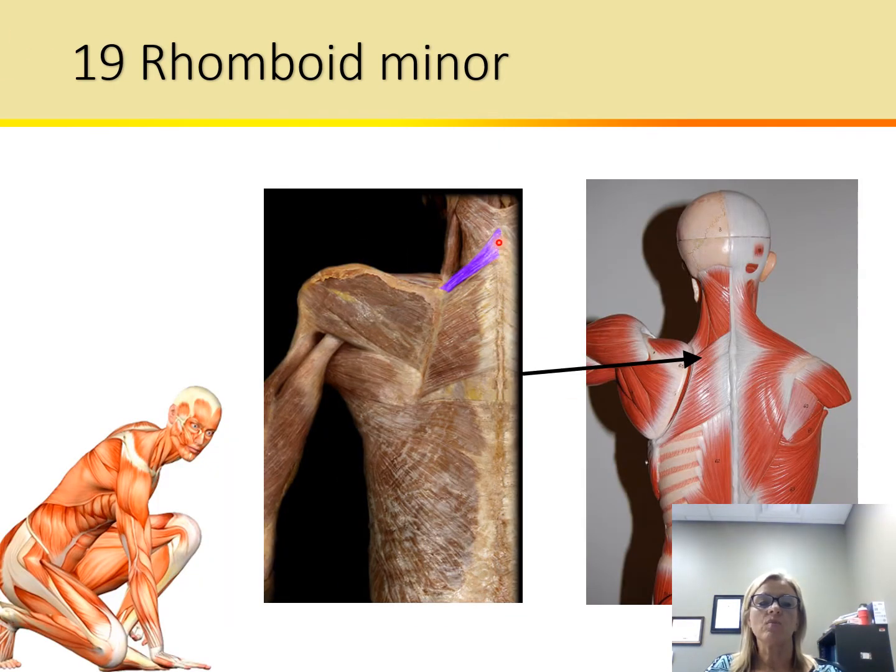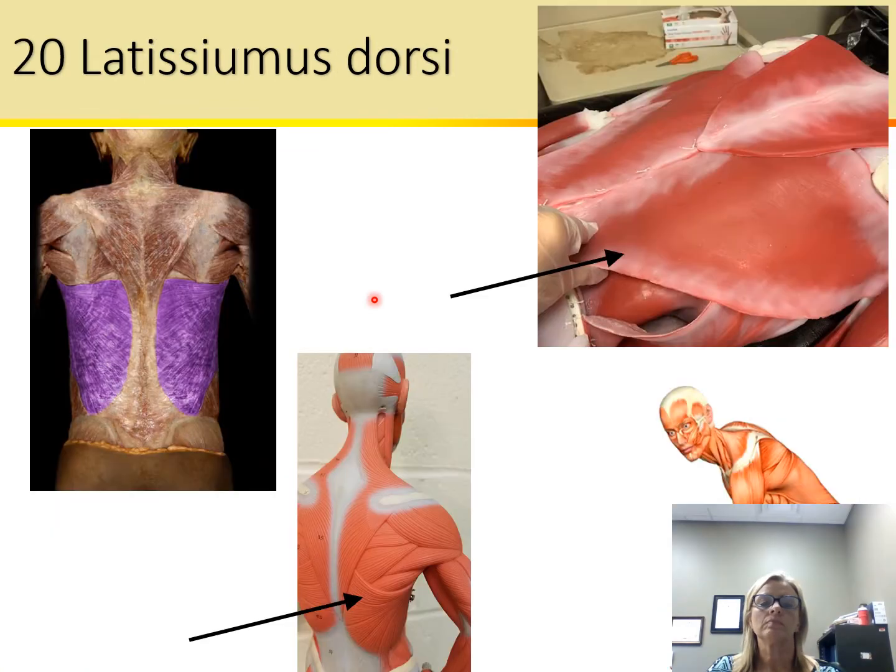All right, so here's that rhomboid minor here. Okay, I don't know why I didn't have the syndaver here, but we looked at it on the other one. It retracts, elevates, and rotates the scapula inferiorly as well. They work together. Latissimus dorsi, a very wide muscle here of the back. This does adduction, extension, and rotation of the arm. Okay, and so it's very pronounced here and easy to see.